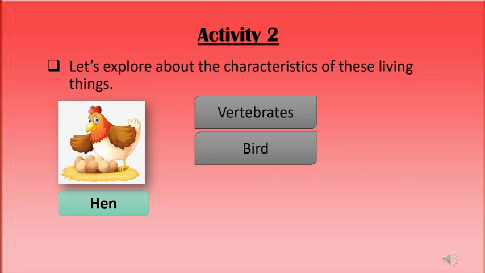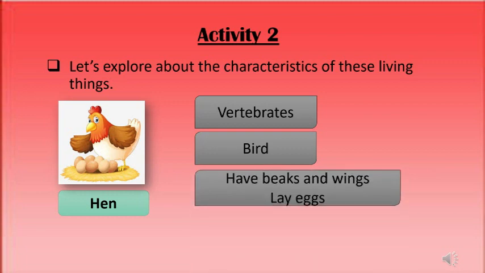Now let's see some special characteristics of hen. Can you tell any? The hen has a beak and wings, and the hen lays eggs. Can the hen fly? It can't fly high, right? So the hen has a beak and wings and it lays eggs. So these are some special characteristics of hen.